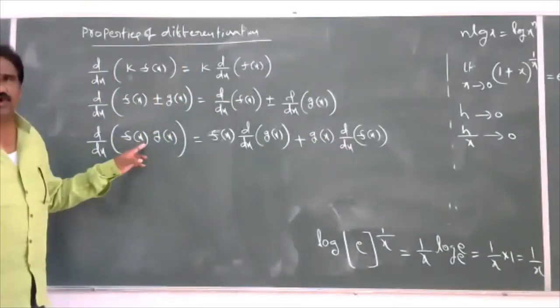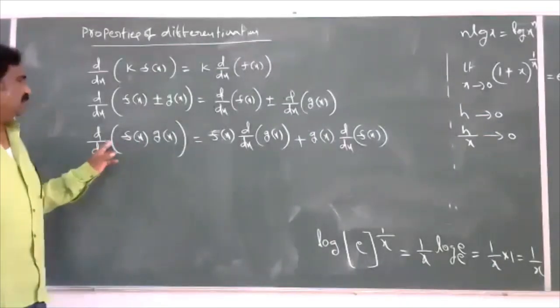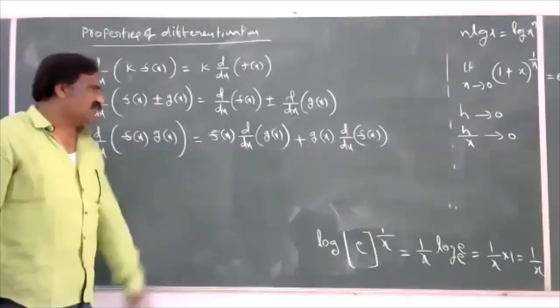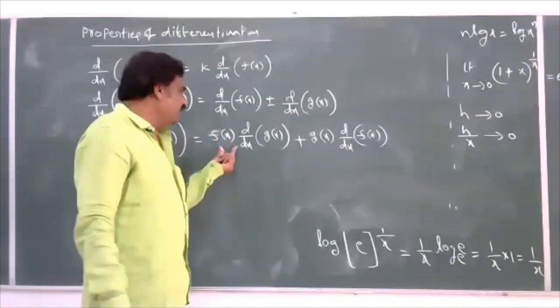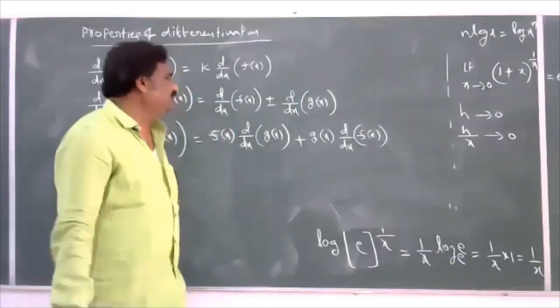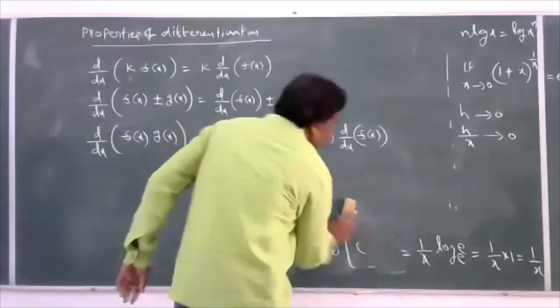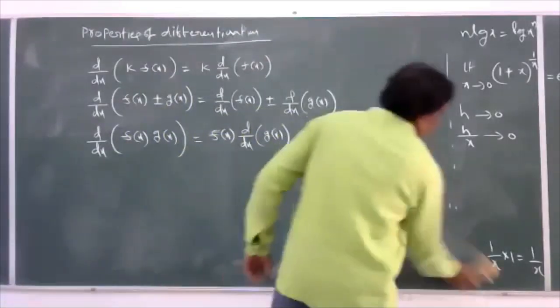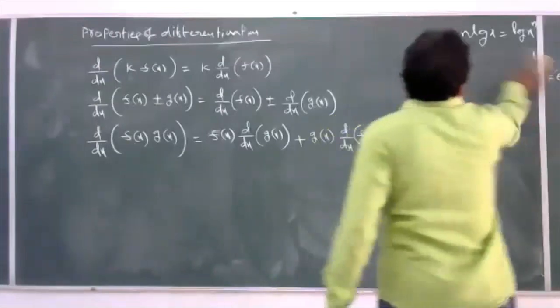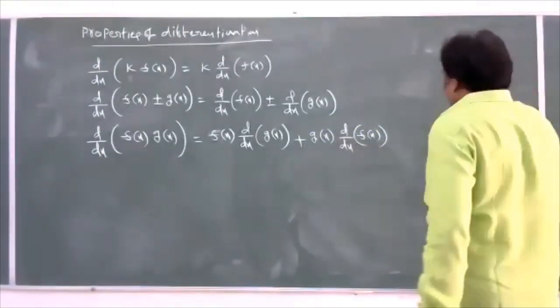This is also called the UV rule. So d by dx of f of x into g of x is the first function into the derivative of the second function plus the second function into the derivative of the first function. This is the product rule.